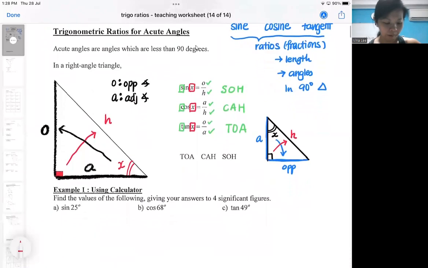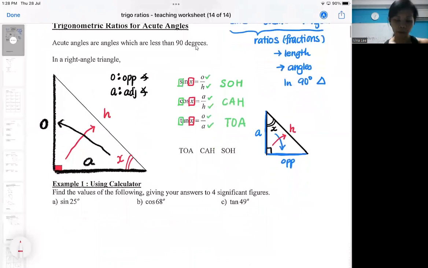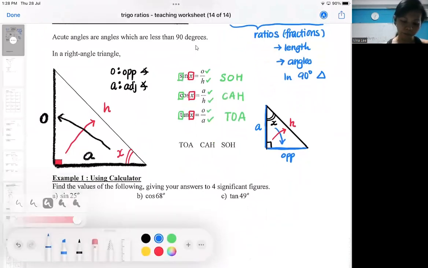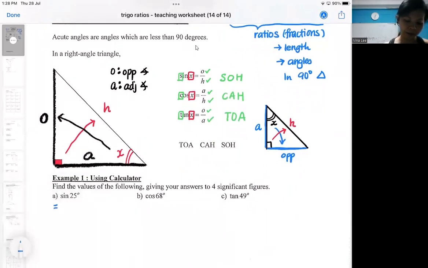So for the first one, for a start, you have to learn to press the calculator first, because these will be three new buttons to you. For example, how are you going to press sine 25? You press your sine button and you press your 2 and 5. It should return you a value. But some calculators may have a bracket. So in any case, if your calculator has a bracket, make sure you insert the bracket and close the bracket.